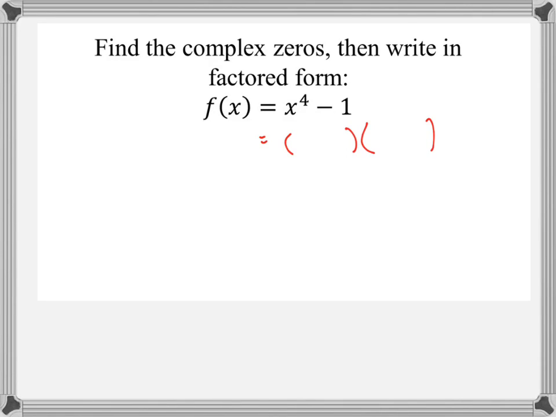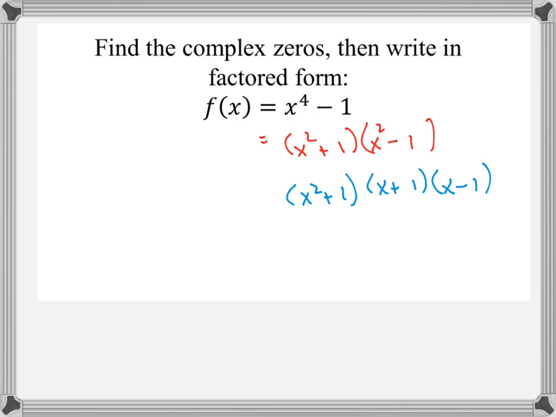So we have 2 sets of parentheses. The square root of x to the 4th is x squared. The square root of 1 is 1. 1 gets a plus, 1 gets a minus. And then I can factor the second set of parentheses again because it's a difference of squares again. And we get x plus 1 and x minus 1, and the x squared plus 1 comes down.